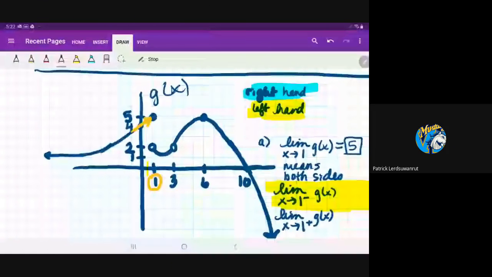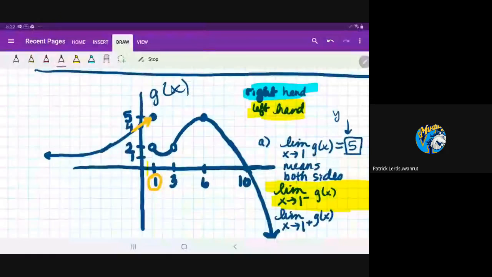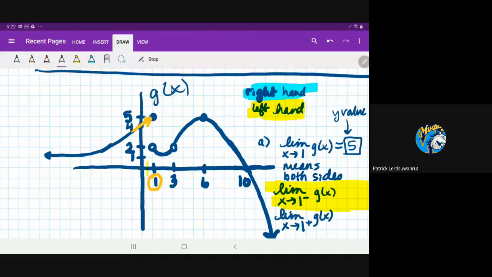Now, the answer to a limit is a y value. The answer to a limit is always a y value. If you're telling your friend, hey, we're going to meet at Mr. Knox's room, go to Mr. Knox, which is 1. The only problem is what happens with my blue.